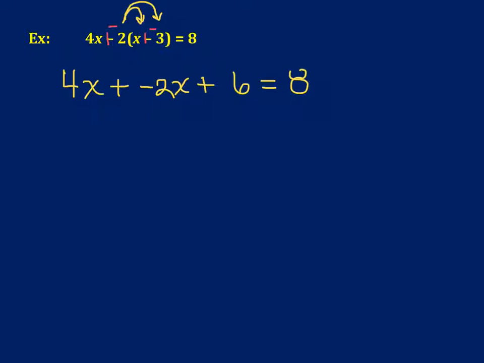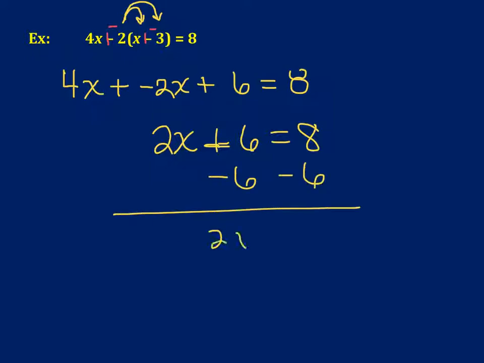Now I'm going to combine my like terms. 4x plus -2x is 2x. I bring down my +6, and now I'm ready to isolate. Now that I've done everything that I can do, distribute and combine, I'm ready to isolate x by using reverse PEMDAS. So to do that, I would minus 6 from both sides, get 2x equals 2, divide both sides by 2, x equals 1.